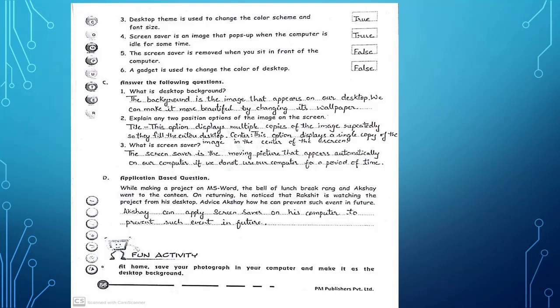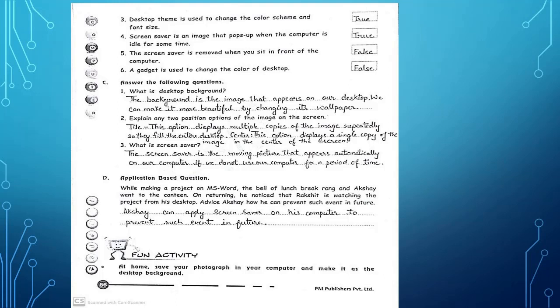Now children, we are going to do some question answer of this chapter. Okay, the first question is, what is the desktop background? The background is the image that appears on a desktop. We can make it more beautiful by changing its wallpaper. Now question 2. Explain any two position options of the image on the screen. The first option we are going to discuss is tile. This option displays multiple copies of the image repeatedly, so they fill the entire desktop.